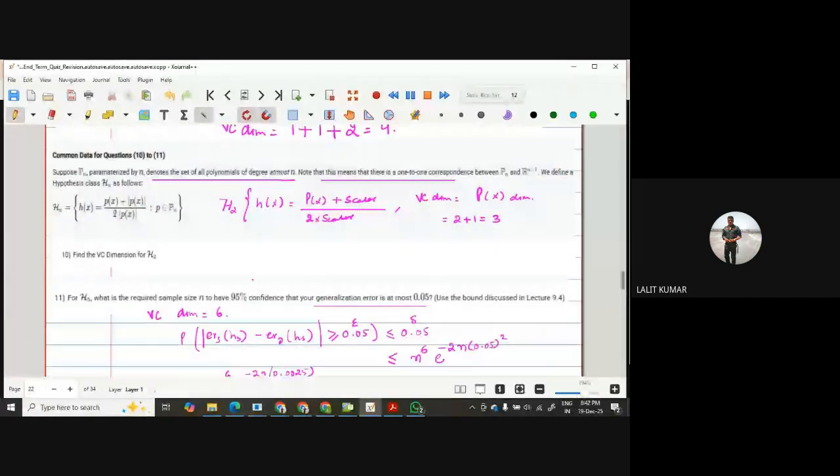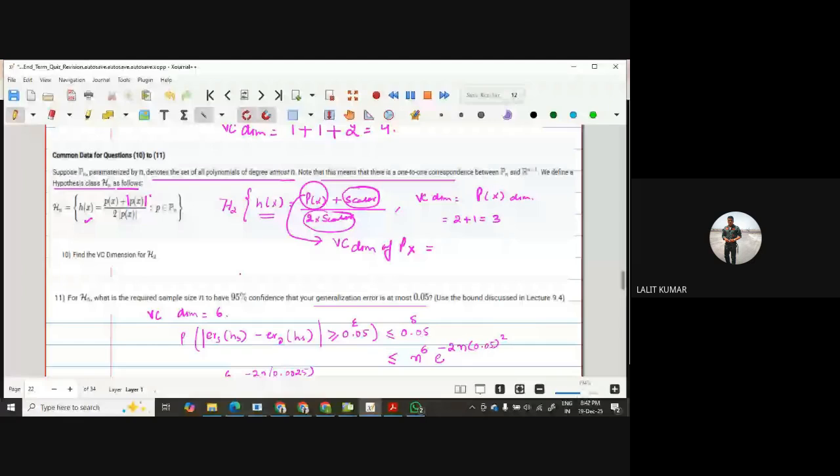Suppose P_n, parameterized by n, denotes the set of all polynomials of degree at most n. Note there is a one-to-one correspondence. We define a hypothesis class. So see here is the hypothesis class: h(x) = (p(x) + norm of p(x)) divided by 2 norm of p(x). So see how every h(x) will look. This is p(x), this is the norm, so it is a scalar divided by scalar. So your VC dim will basically be the VC dim of p(x).